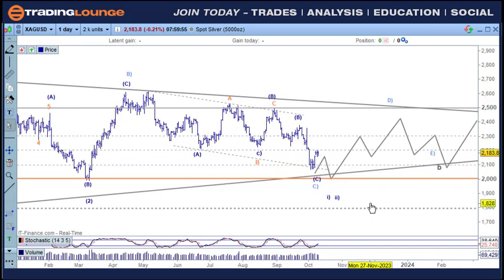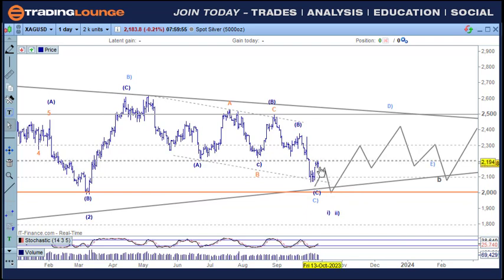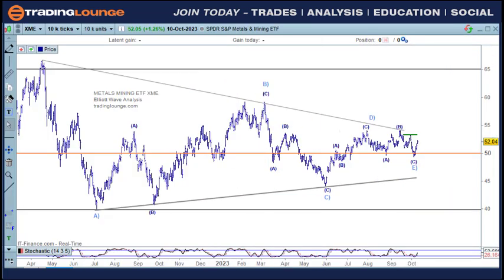We'll just give it about 2 days, 2 sessions, and we'll be able to understand this little impulse or corrective wave here. So anyway, interesting scenario coming up at that point. Then we come over to the base metals.